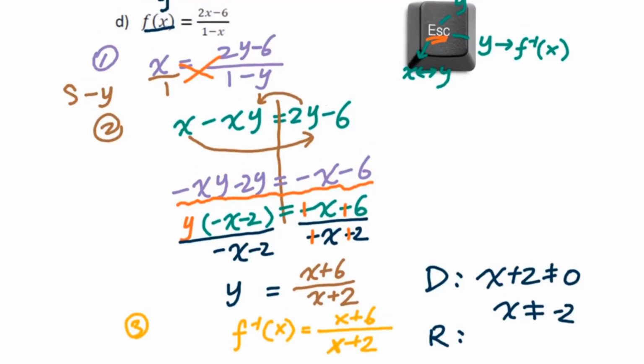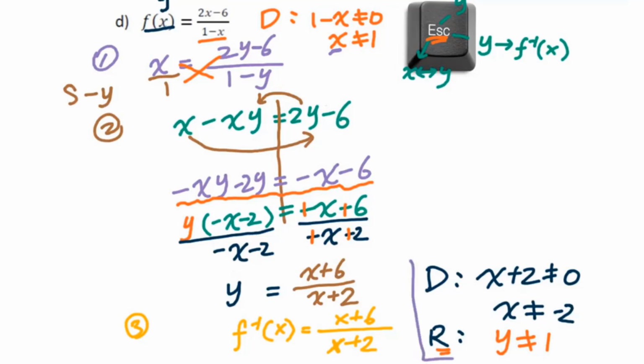What's the domain of the original function? We set up 1 minus x not equal to 0, then we get x not equal to 1. The domain of the original function will be the range of the inverse function. That's why we change to y not equal to 1. Just switch this x into y, and we get the range of the inverse function.